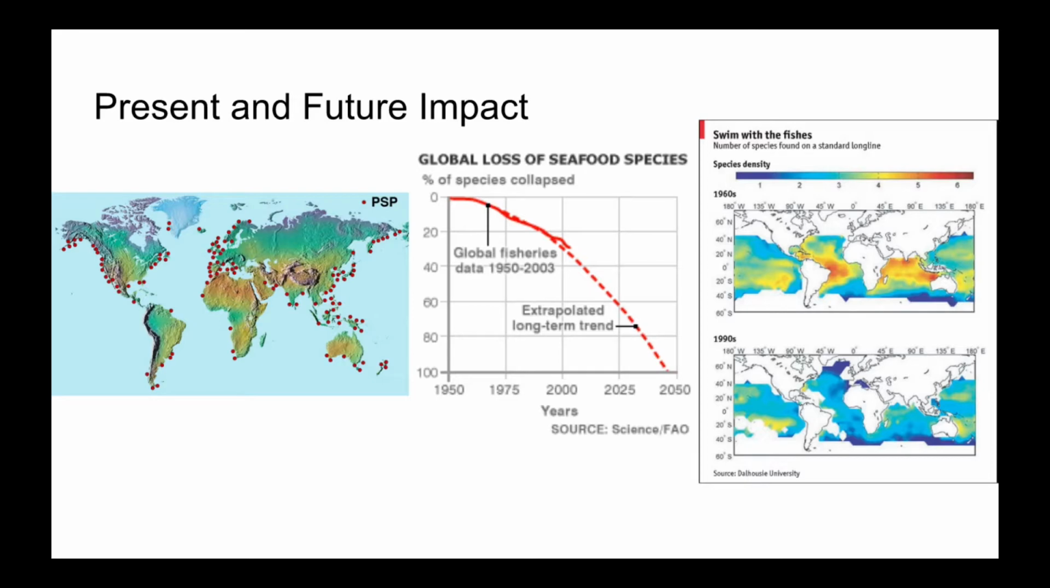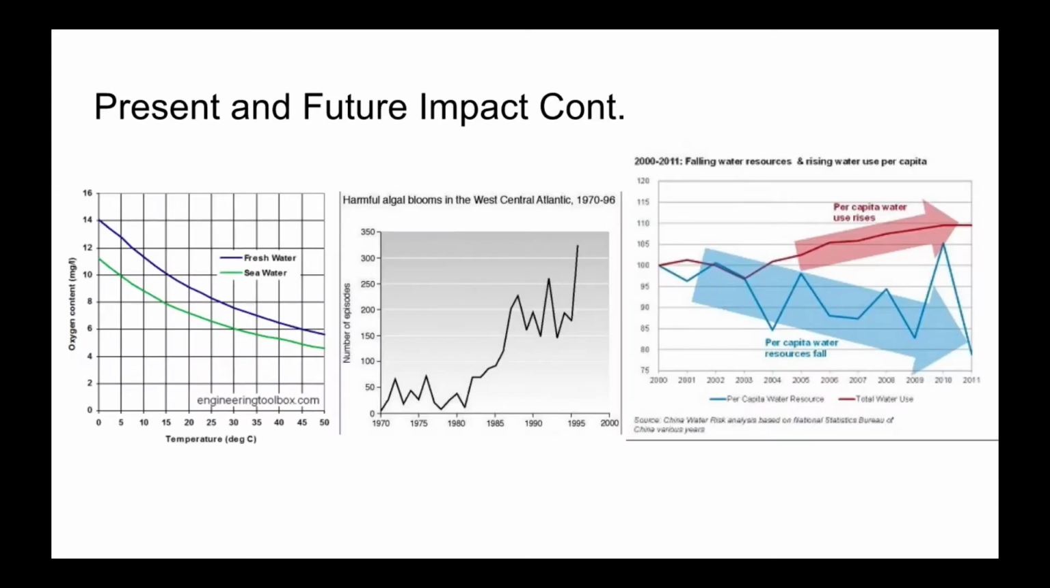And on the left, you can see all the places where PSP, a toxin to the fish that is produced by algal blooms, has been found from algal blooms all over the world. As you can see, it's in pretty much every continent, so it could kill a lot of fish.